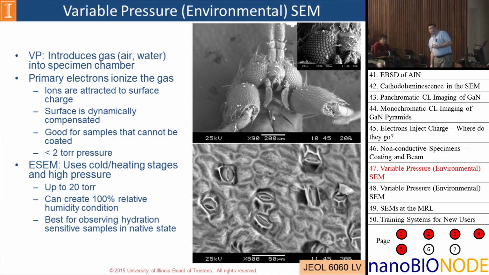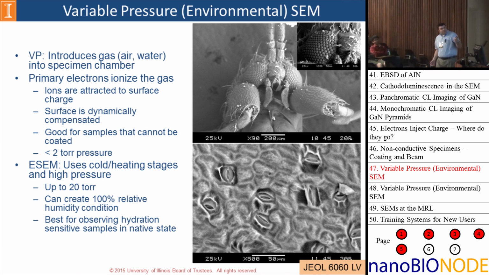The last method is to use a variable pressure or an environmental SEM. So we talked about before, remember, you want a vacuum inside your SEM. That's true up to a point. There's a major technological advance in the past probably 15, 20 years or so, which is the development of variable pressure or full ESEM-based systems.